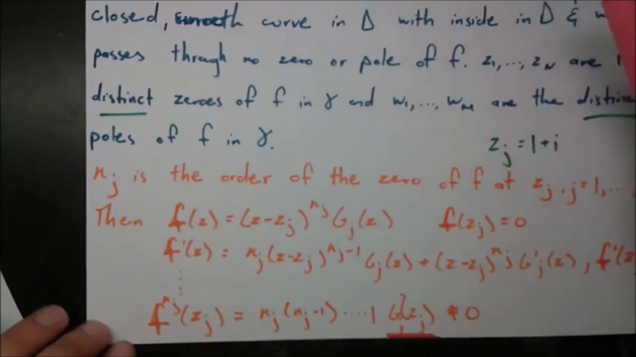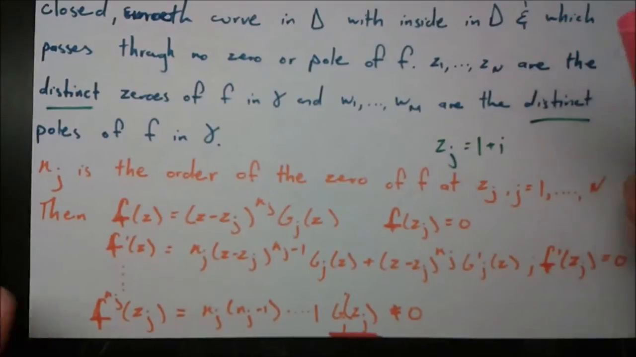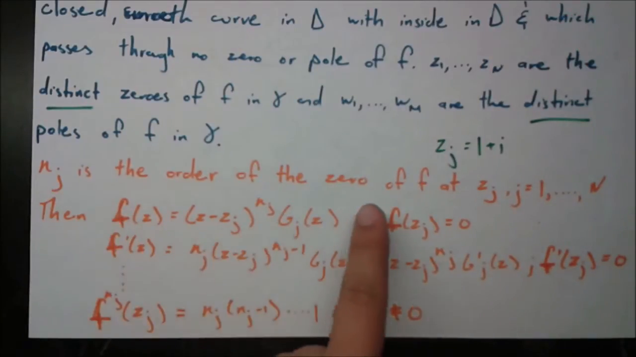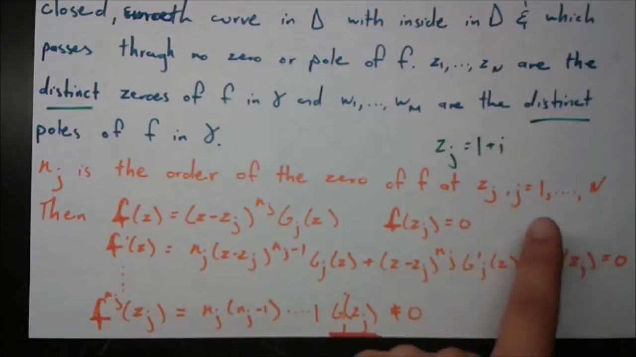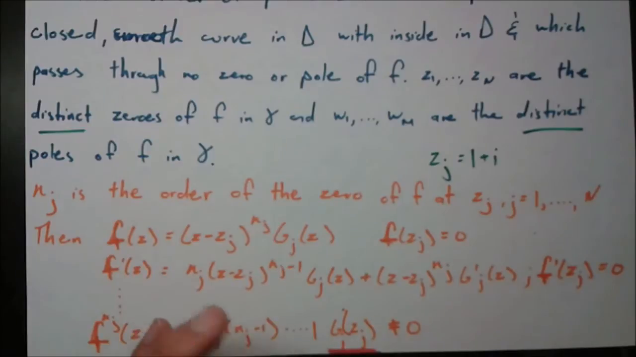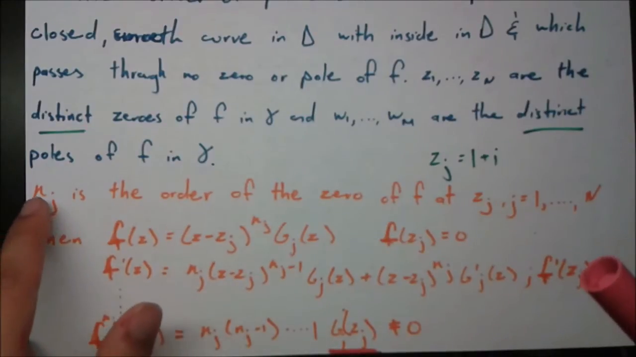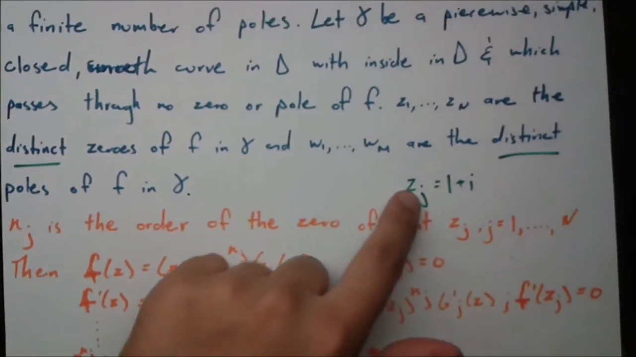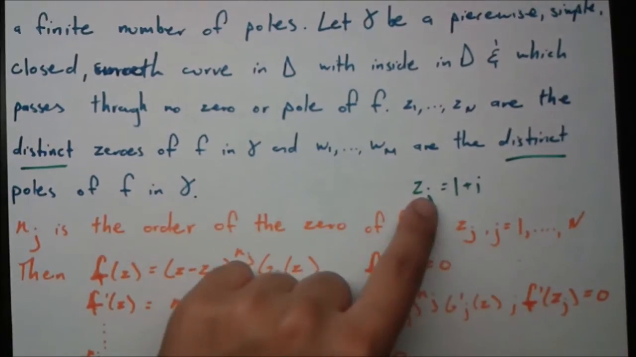Okay, so now let's talk first about the zeros, and we'll do a symmetrical discussion about the poles. Let's say n sub j is the order of the zero of f at z sub j, where j is 1 through n, so all of these zeros right here. Just as an example, pretend the order n sub 1, for example, was 2, and let's say z sub j was 1 plus i. So this is a zero, and it has order 2.